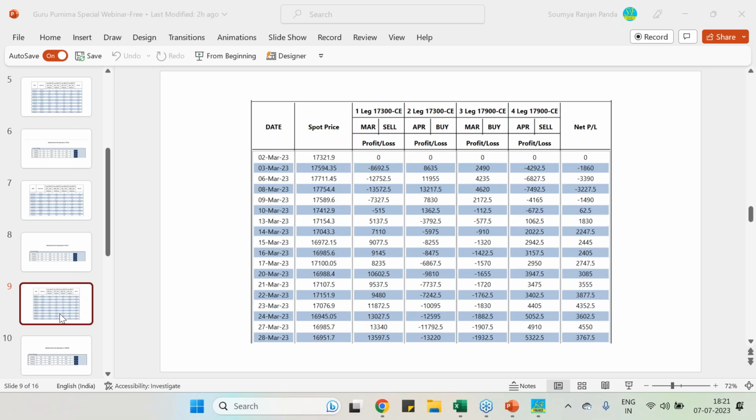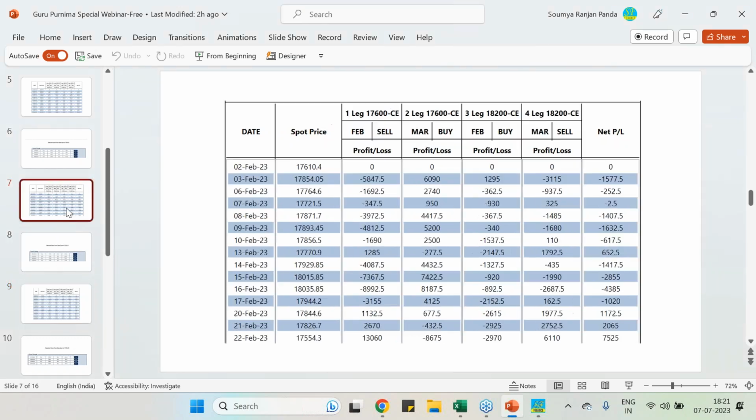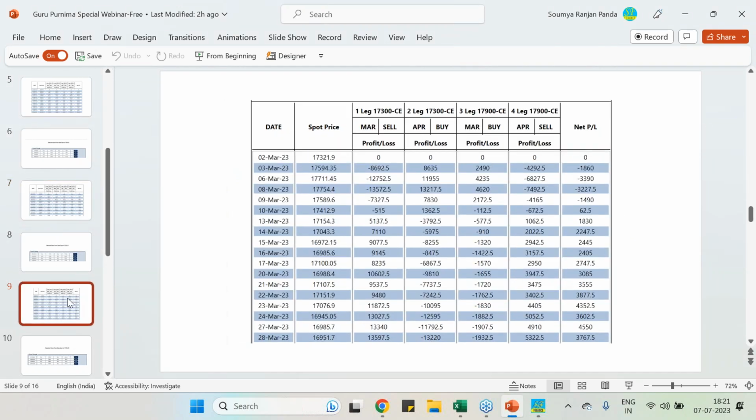March also we made. January we made on all days. February, most of the days we were negative. In March, in the last 2 days when the trend became favorable, we made profit. In March, most of the days, from mid March, from 13th March onwards, we made the profit. So March also we made profit.